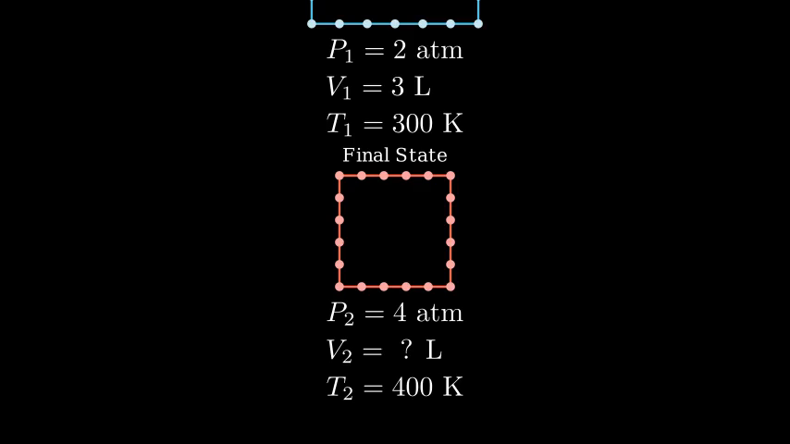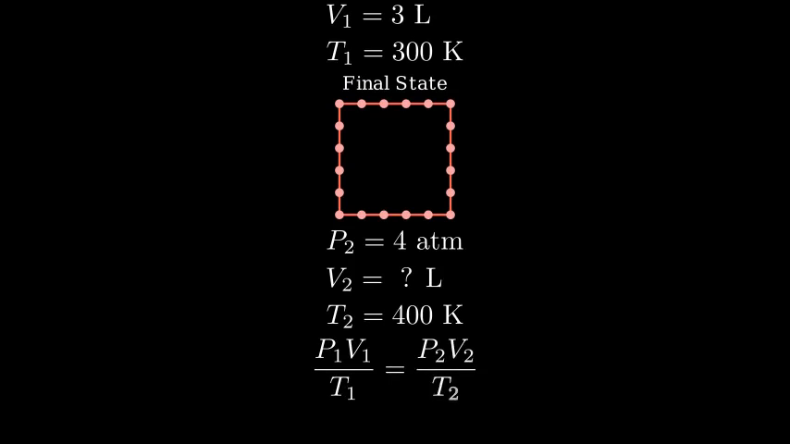To solve this problem, we'll use the combined gas law. The combined gas law states that the ratio of pressure times volume divided by temperature remains constant before and after any change. On the left side, we have P1 times V1 divided by T1, which equals P2 times V2 divided by T2 on the right side.